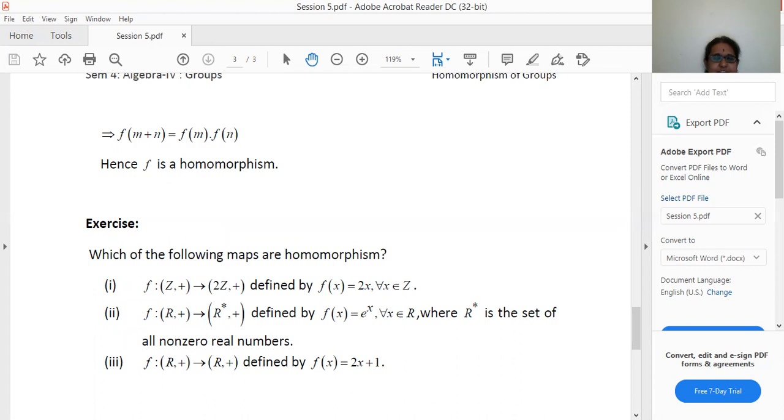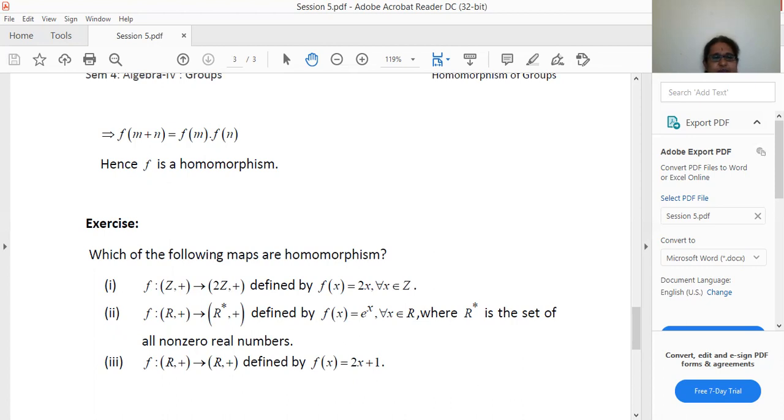So what we are getting is 2x plus 2y plus 1 on the left hand side, and on the right hand side it is 2x plus 2y plus 2. So left hand side is not equal to right hand side. Hence, f of x plus y is not equal to f of x plus f of y. Hence, f is not a homomorphism.